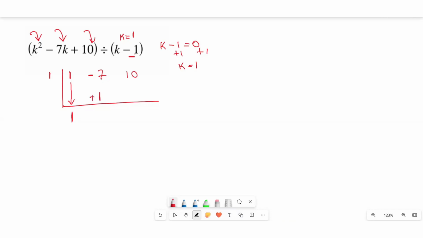We're going to be adding. So -7 plus 1 will give us -6. And then we're going to say 1 times -6 will give you -6. And if we add, so 10 plus -6 will give us 4. Again, this 4 is the remainder. Now, since we started with the second power, when we divide, we're going to be left with just k to the first. So this 1 will be like a 1k, and a -6 is my constant, plus a remainder of 4 over the divisor, which is k minus 1. I could just finalize this. So this is just k minus 6 plus a remainder of 4 over k minus 1.